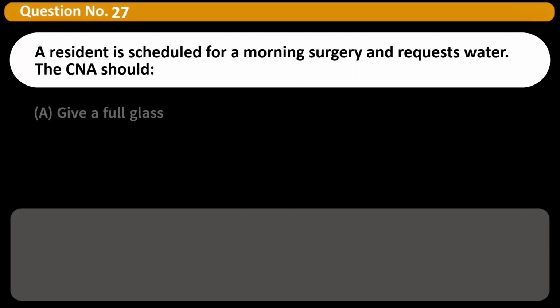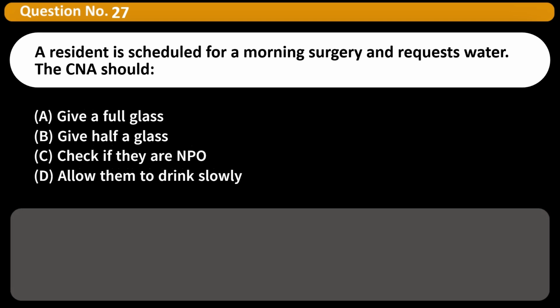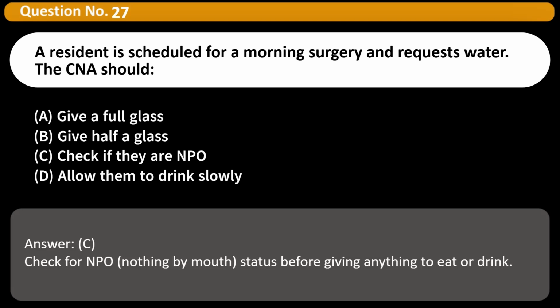A resident is scheduled for a morning surgery and requests water. The CNA should: A. Give a full glass. B. Give half a glass. C. Check if they are NPO. D. Allow them to drink slowly. Answer: C. Check for NPO, nothing by mouth, status before giving anything to eat or drink.